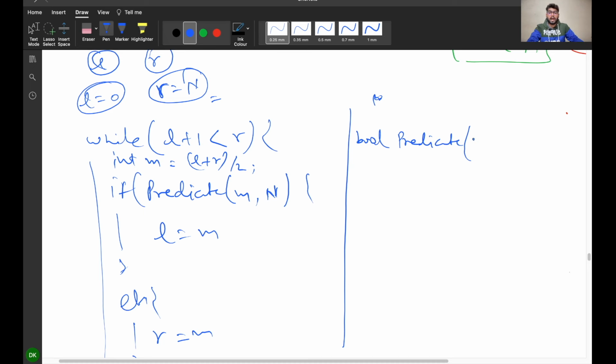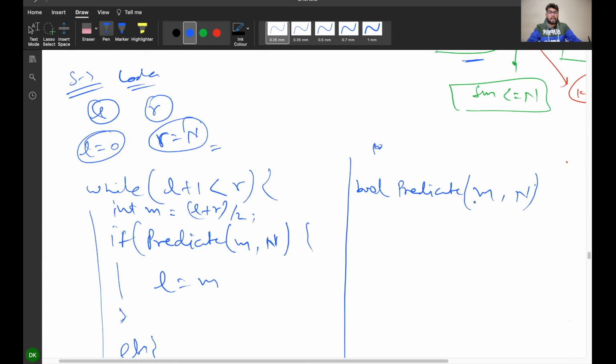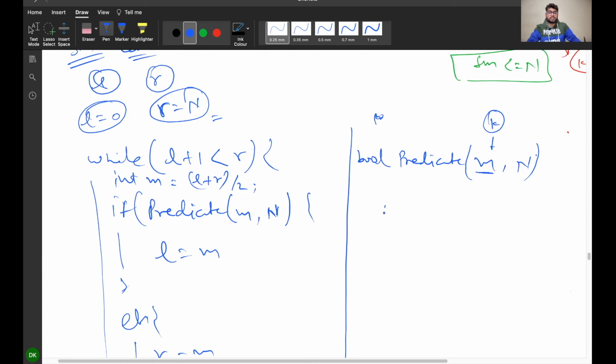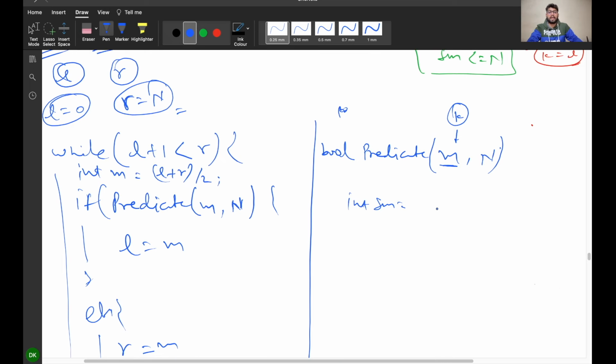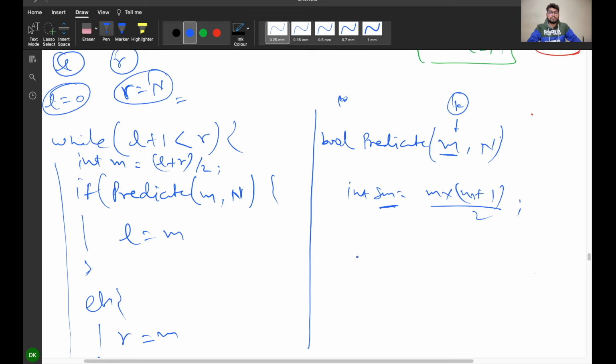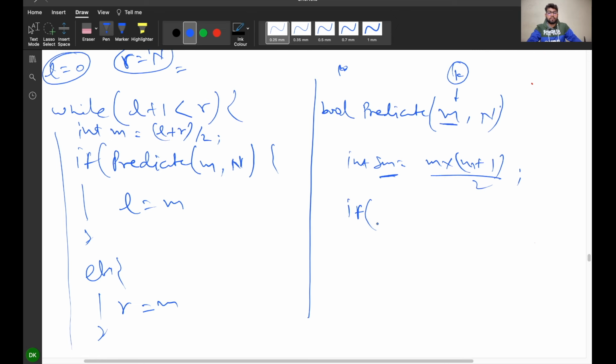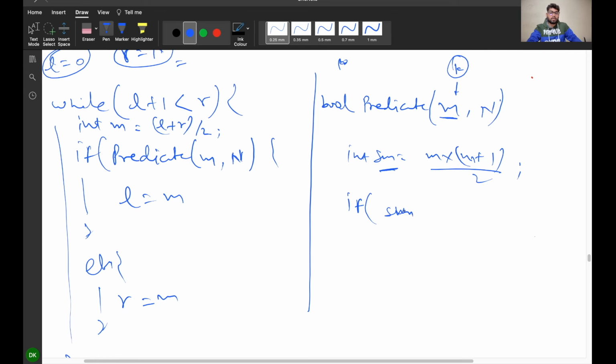In the predicate function, I have m and I have n. First of all I have to find what m is. m is the current k. So first I have to find the sum. Sum is the sum of the first m natural numbers, that is m into (m plus 1) divided by 2. After finding the sum, I check if my current sum is less than or equal to n or not.